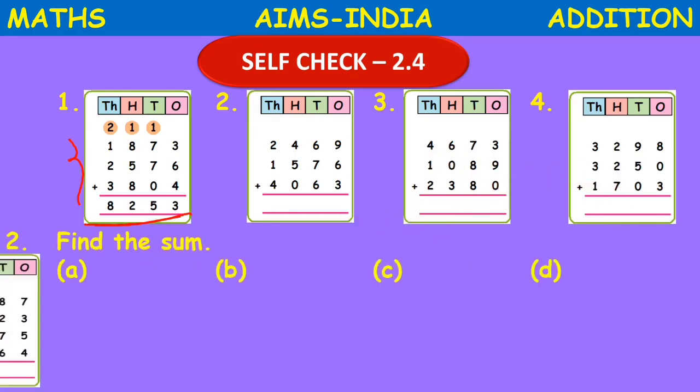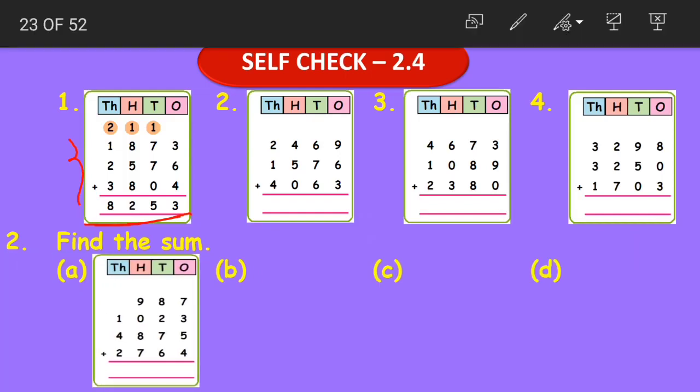And in question number 2 we have A, B, C, D. I'll do question A for you and you have to solve B, C and D at home. Coming to the ones place, 7 plus 3 becomes 10. 10 plus 5 becomes 15. 15 plus 4 becomes 19. So 1 gets carried. In the tens place we have 1 plus 8, 9. 9 plus 2, 11. 11 plus 7, 18. 18 plus 6 becomes 24. So 2 gets carried and 4 we write down.